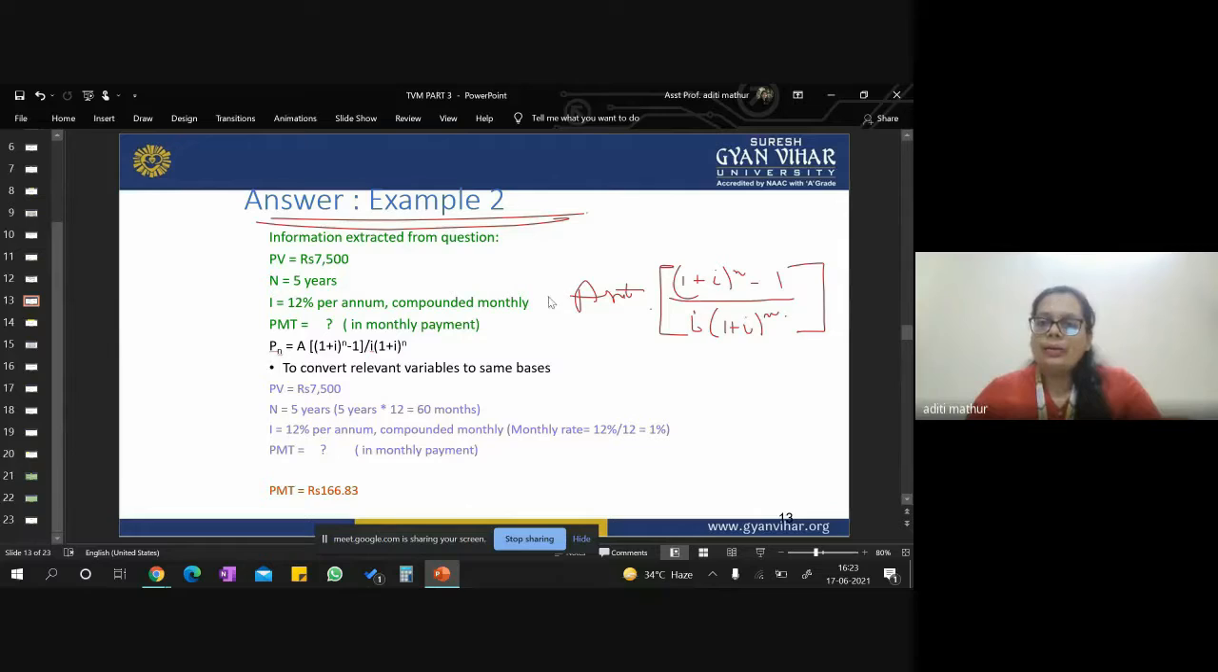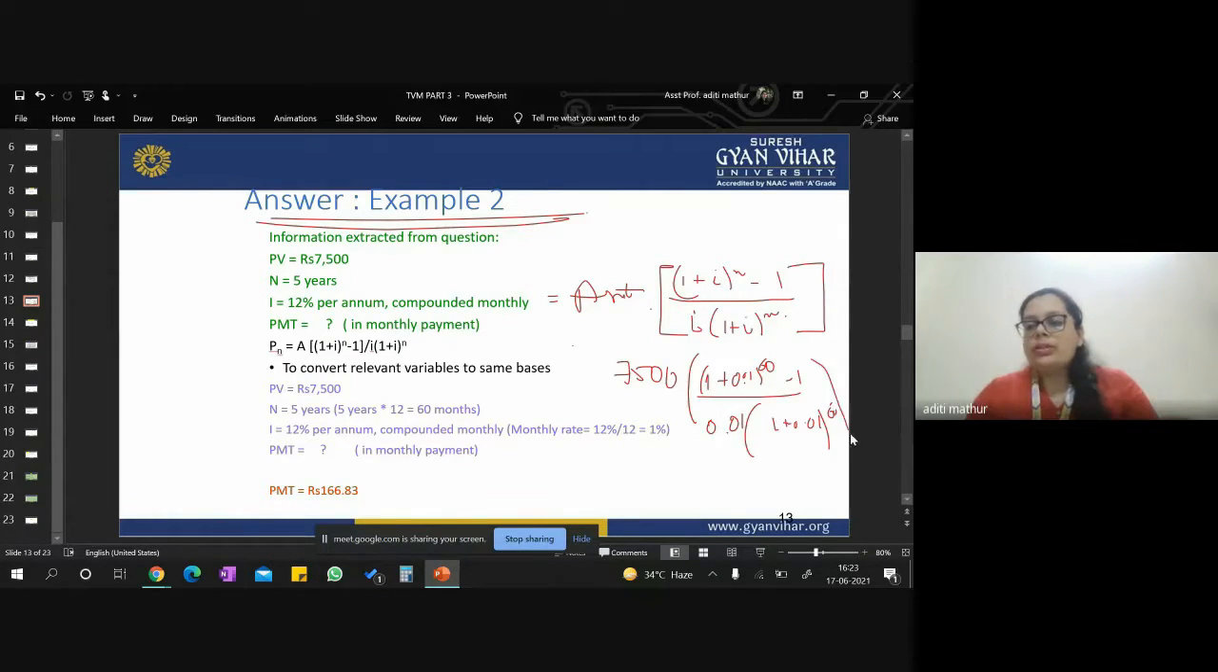So your present value will be equal to 7,500 into (1 plus 0.01 to the power of 60, not 5, not 12, 60, minus 1) divided by 0.01 into (1 plus 0.01 to the power of 60).